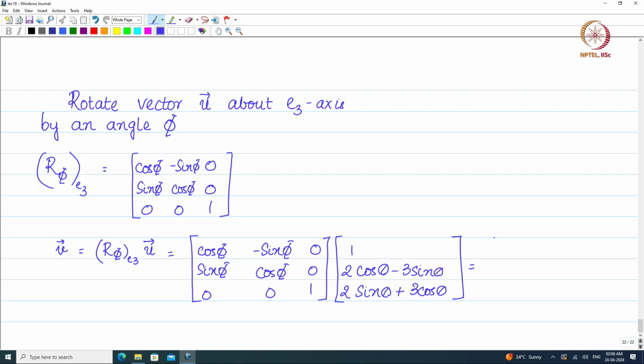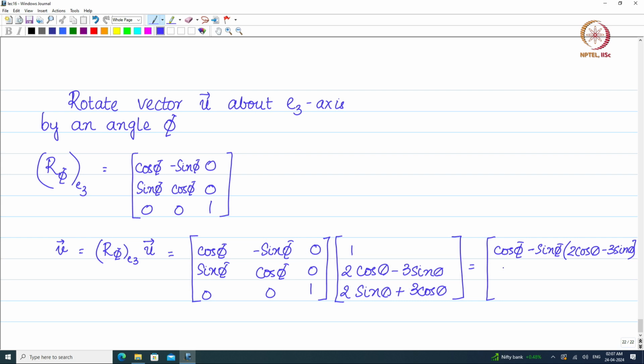Now, let us see what happens. So, this is going to be cos phi plus, if you multiply this, we get cos phi minus sin phi into 2 cos theta minus 3 sin theta. The third component is plus 0 into that, so it is going to be 0.